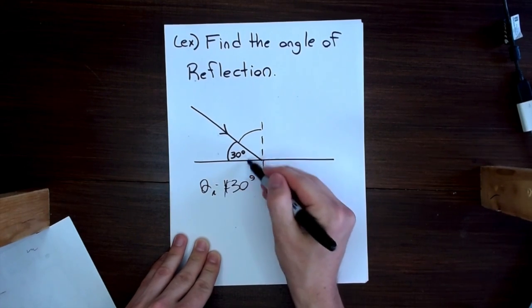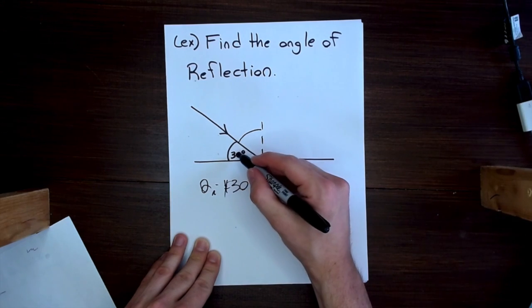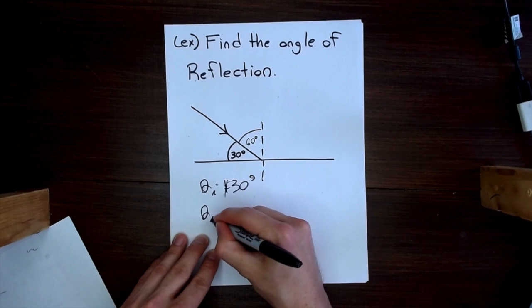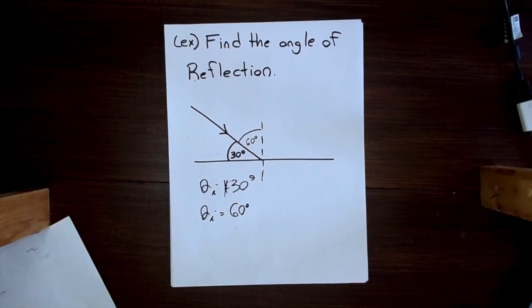Well, of course, that's a 90-degree angle. The normal by definition is 90 degrees. So this will be 90 minus 30, or 60 degrees. Okay, theta I is in fact equal to 60 degrees.